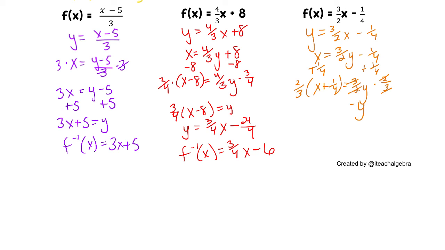On the left, I've got that equals 2/3 times x plus 2 times 1 is 2, 4 times 3 is 12. Now all I have left is to reduce my fraction. So y turns into f inverse of x, and that equals 2/3 x plus 1/6.